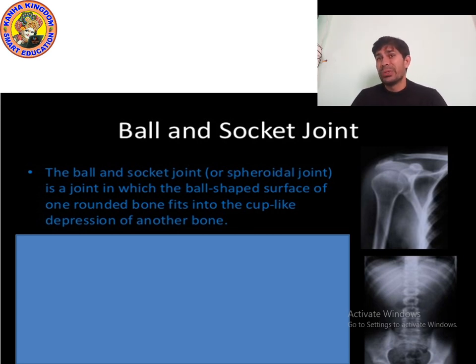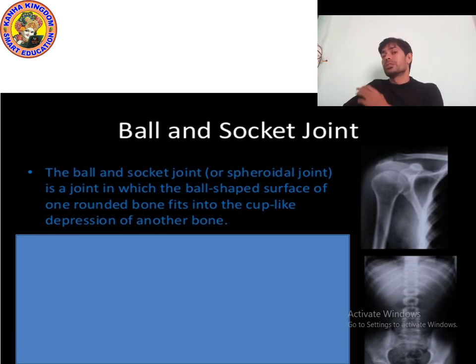You do not need to learn this completely, you just remember that they are found in our shoulder and pelvis. These are the ball and socket joints, also known as spheroidal joints, in which the ball-shaped surface of one rounded bone fits into another cup-like depression of another bone. They are found in the shoulder and pelvis.